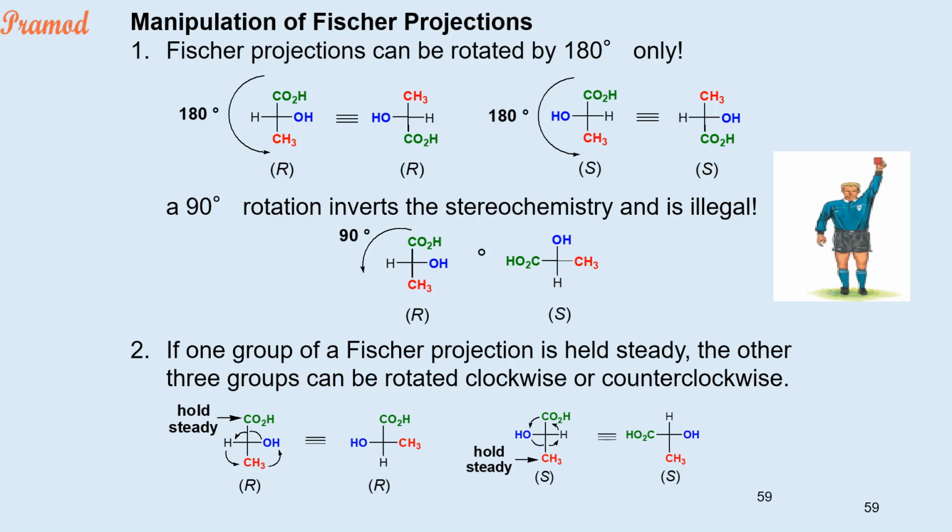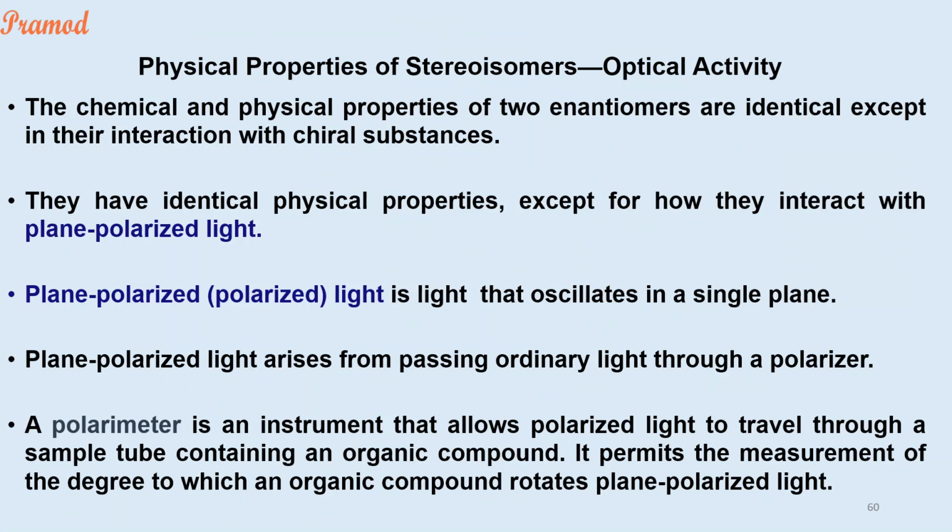A 90-degree rotation of your compound is not allowed in stereochemistry. It is illegal. You will get a change in configuration. But if one group is held steady and the other 3 groups are rotated clockwise or anti-clockwise, you hold one group and change the position of the others, and still the configuration is retained. That is allowed.